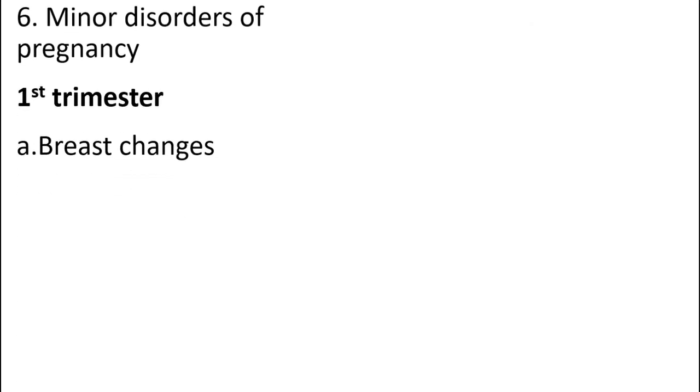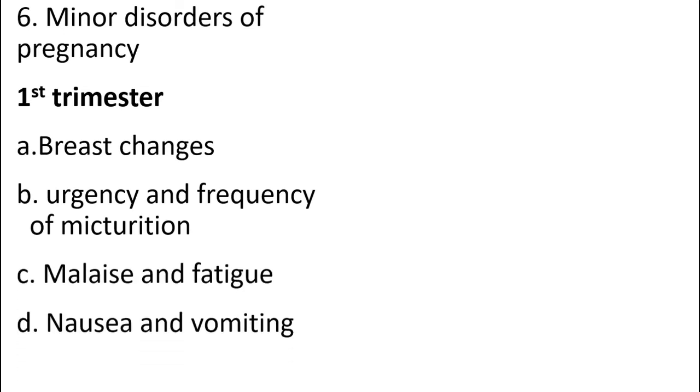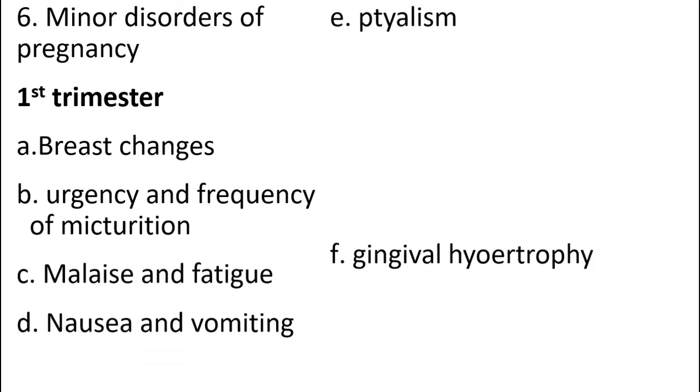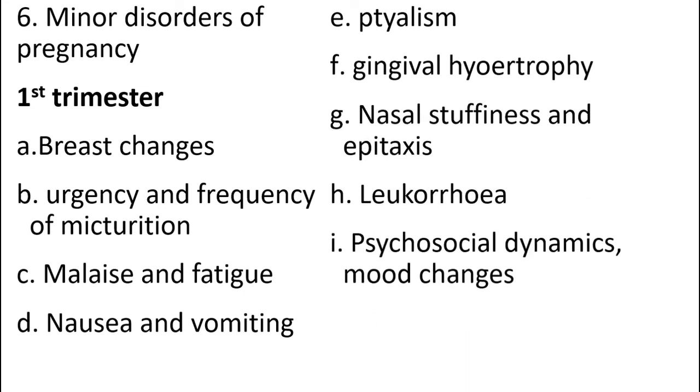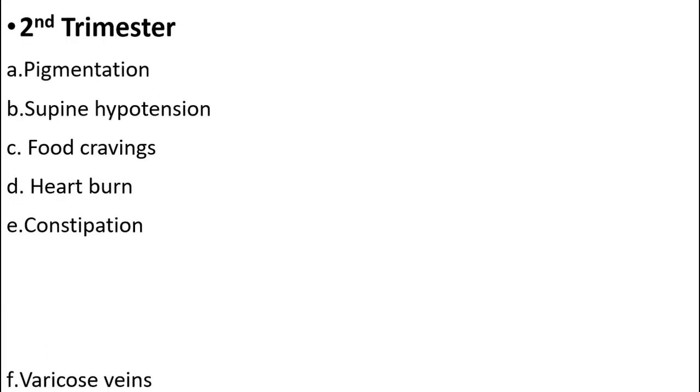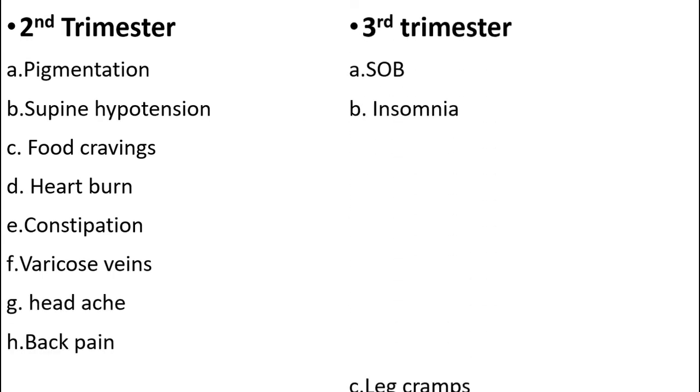Minor disorders of pregnancy in the first trimester include breast changes, urgency and frequency of micturition, malaise and fatigue, nausea and vomiting, ptyalism, gingival hypertrophy, nasal stiffness and epistaxis, leucorrhea, psychosocial dynamics, mood changes. Second trimester: pigmentation, supine hypotension, food cravings, heartburn, constipation, varicose veins, headache, back pain. The third trimester: shortness of breath, insomnia, leg cramps, and ankle edema.